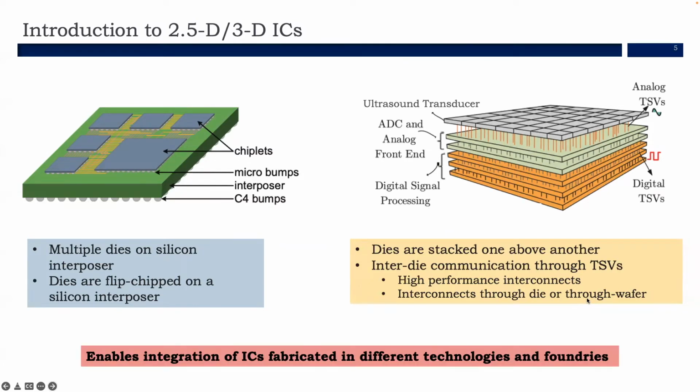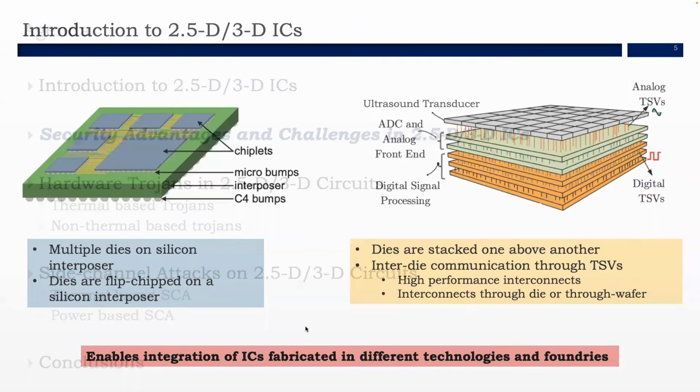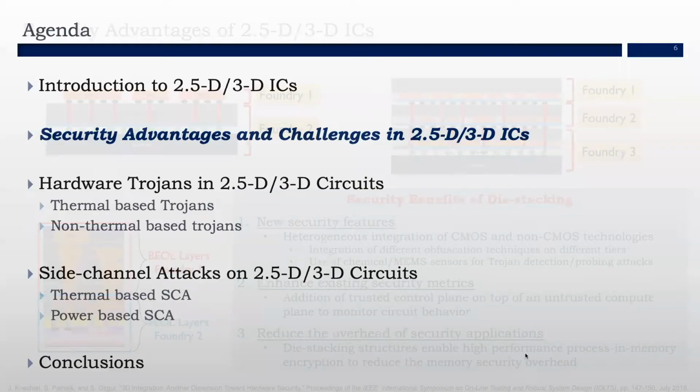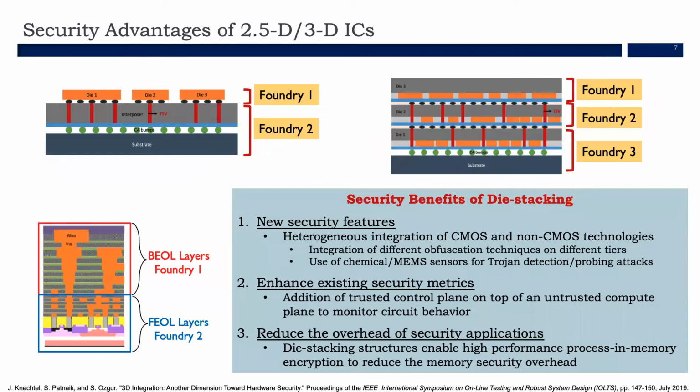The main advantage of the vertical integrated circuit is that it enables the IC to be fabricated in different technologies and foundries. Some of the security advantages offered by the 2.5D and 3D IC include split manufacturing, where the different dies are fabricated or designed in a different technology node and can be fabricated using a different foundry. Therefore, the foundry does not have a complete holistic picture of the circuit, and it is very difficult for an untrusted foundry to reverse engineer.